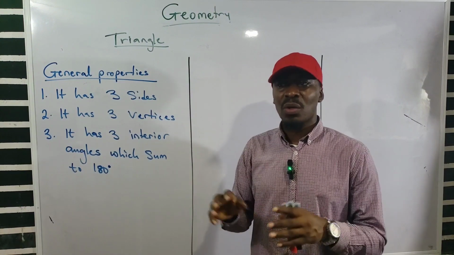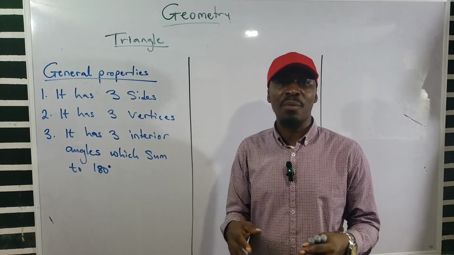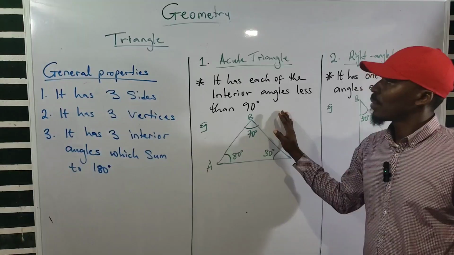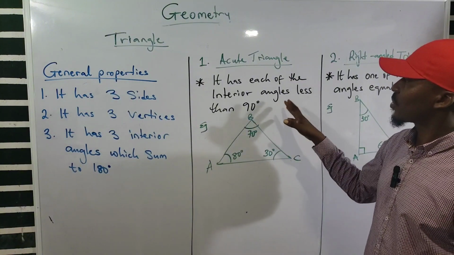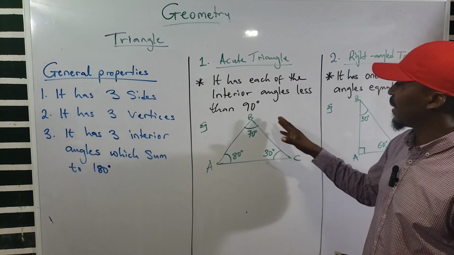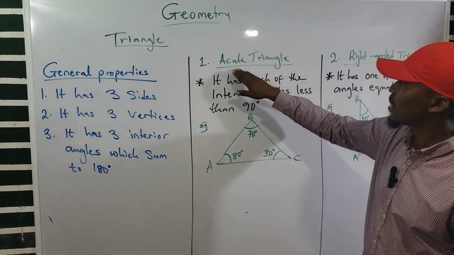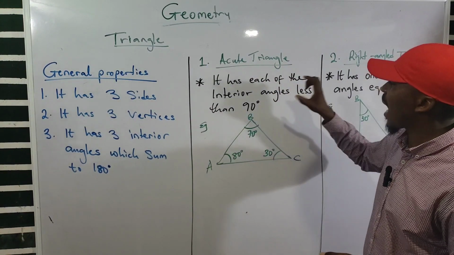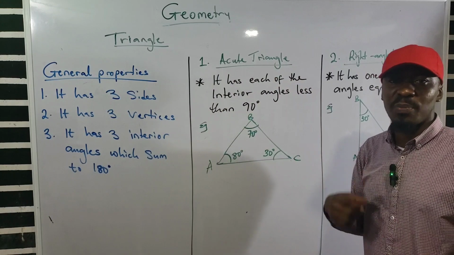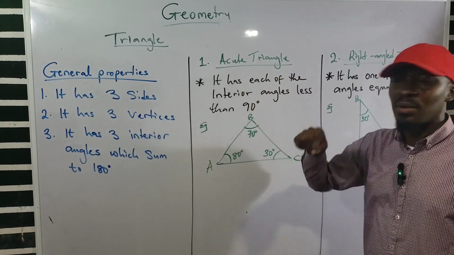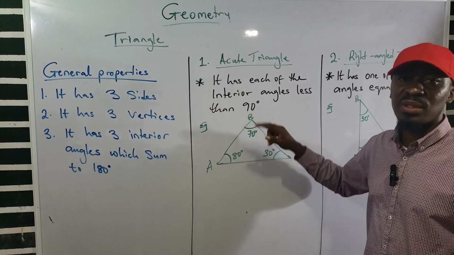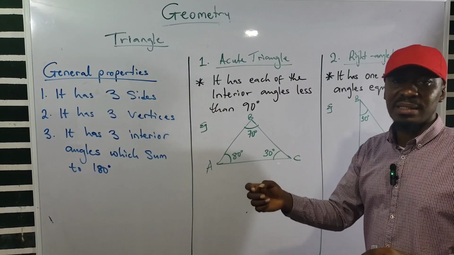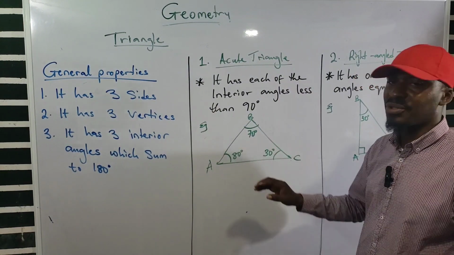Now let us look at different kinds of triangles, starting from types of triangles based on their angles. The first triangle we are going to look at is based on the nature of its angle. It is called an acute triangle. When we call a triangle acute, what does that mean? Its unique property is that each of the interior angles will be less than 90 degrees. There will not be any interior angle that is up to 90 degrees.